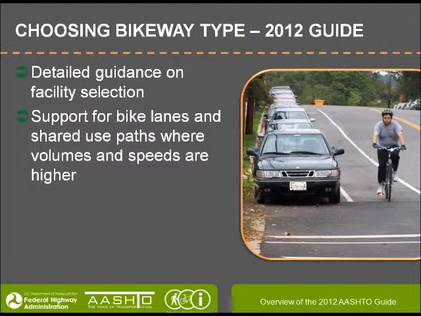In fact, the guide makes the following statement. The urban centers in the U.S. that have seen the highest levels of bicycle use are those that have built a network of bike lanes and shared use paths as the backbone of their system. So the guide really acknowledges the preferences of bicyclists and their need to feel safe when they're riding bikes.